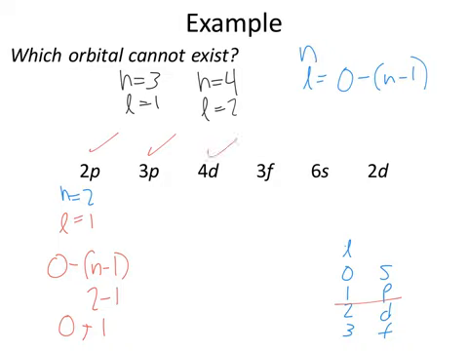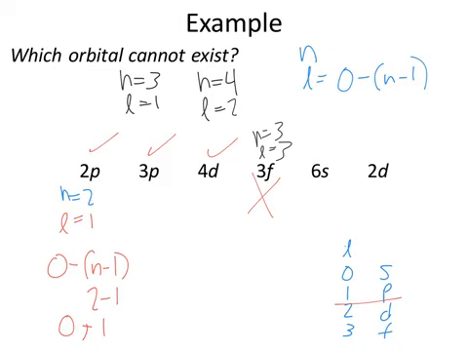3f, let's look at this. So in this case, n is going to be equal to 3, and L is going to be equal, again, f here. Oh, that's not going to work for sure, because again, 0 to n minus 1, the largest value that L could be is 2. 3 minus 1 is 2. And f is 3, so actually this one cannot exist.